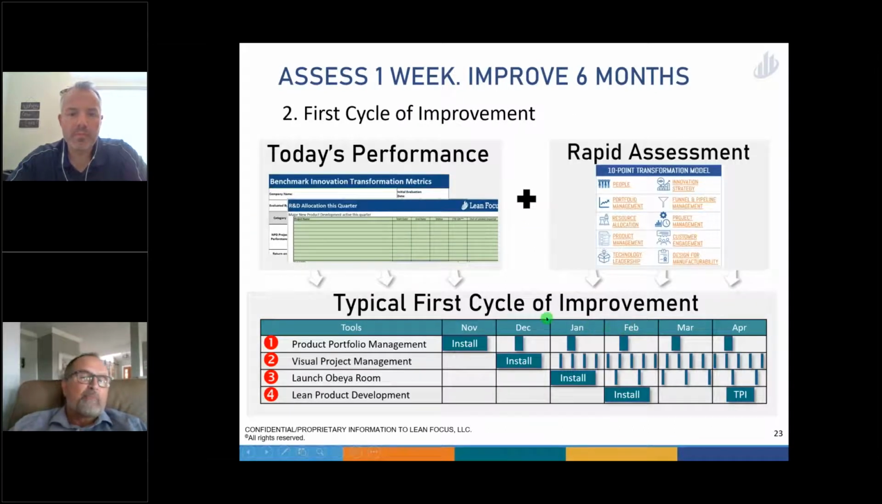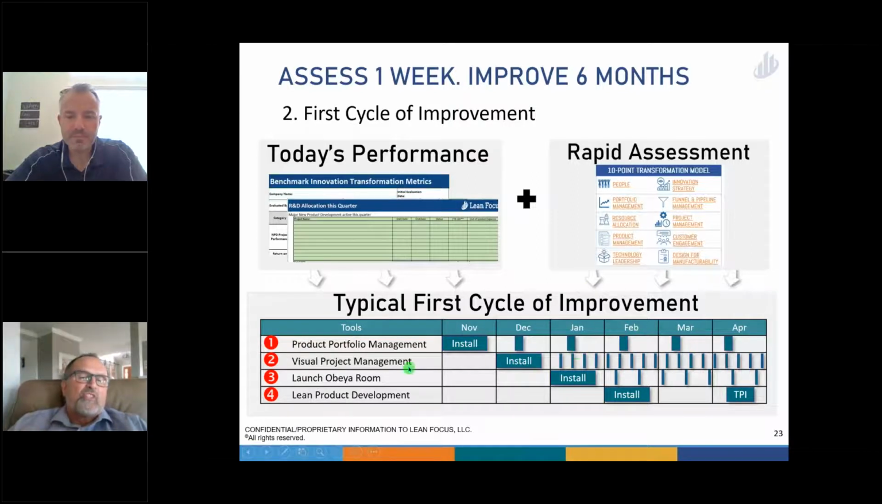When we do an assessment, a typical assessment takes about a week. The way it works is we take today's performance, and we spend a couple of days working with you through interviews, almost focus groups at the company. You could almost think of them as focus groups within the company. We go through these and we make a determination together: what are the areas that we want to address first? And from that, we create a first cycle of improvement.